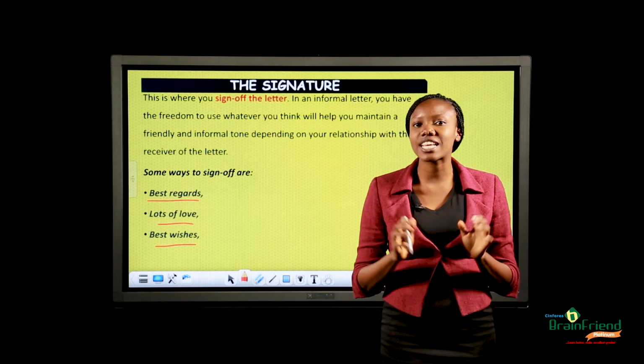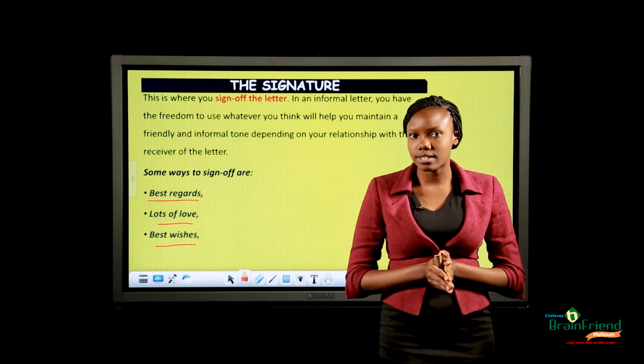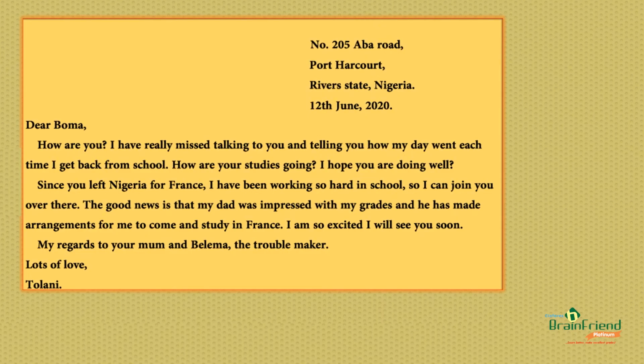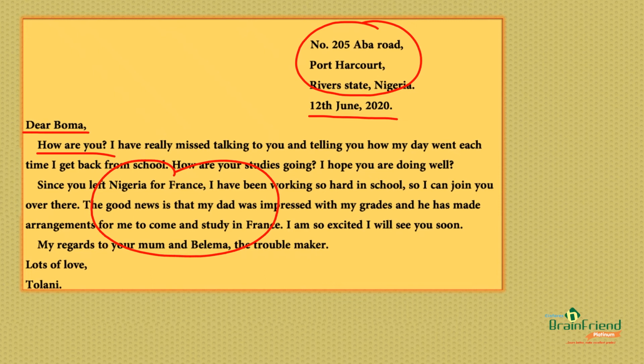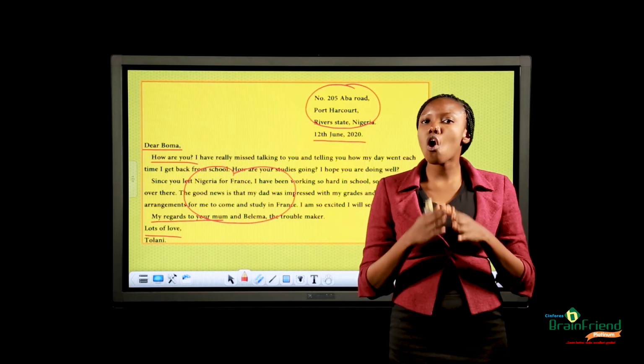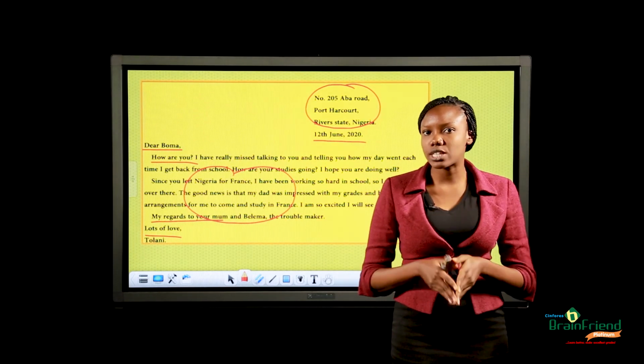Now, let's take a look at an example of an informal letter. Here is a typical example of an informal letter. Remember, we said we have the address, and then we have the date. Also, we have the salutation, followed by the introductory paragraph. And then we have the body, which tells the main reason for writing. And then we have the closing sentence, followed by the signing off. I'm sure you now know all about the informal letter and how to write one.